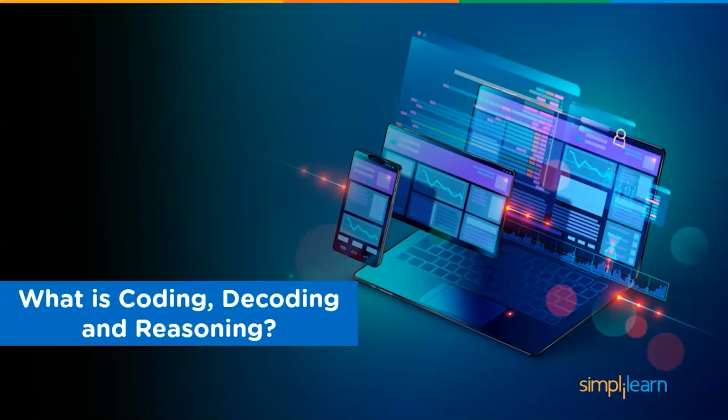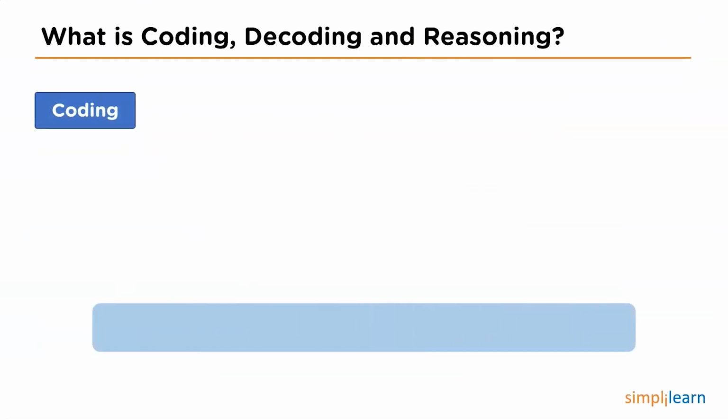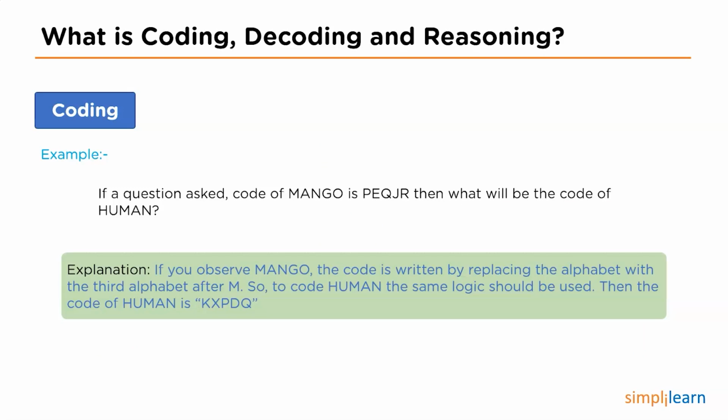First, we will understand what is coding, decoding and reasoning. First, let's have a look at coding. Coding is a part of the logical reasoning section used to encrypt words and numbers in a specific pattern of codes using particular rules and regulations. Let's have a look with the help of an example.